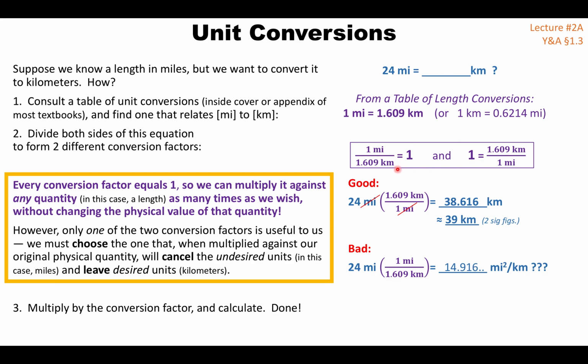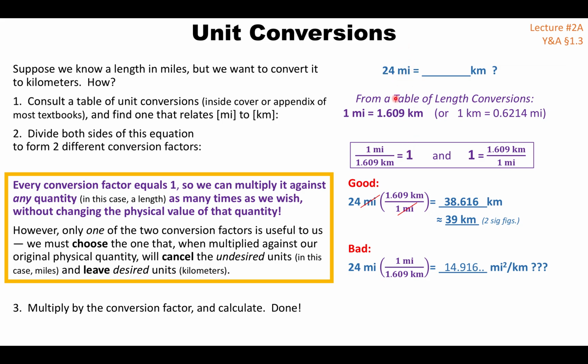So now we've created equations where there's a 1 on one side of the equation. Now, why is this important? Well, because when you multiply something like 24 miles by 1, you don't change the length of that physical quantity, or the size of that physical quantity in any way, right? If you multiply 24 miles by 1, it's still 24 miles. And you can multiply it by 1 as many times as you want.